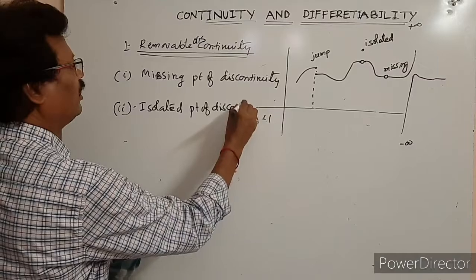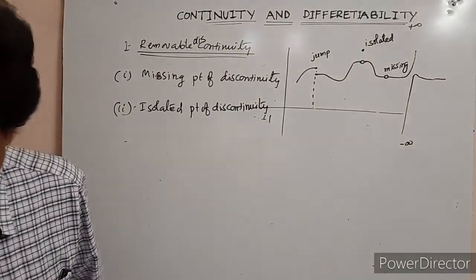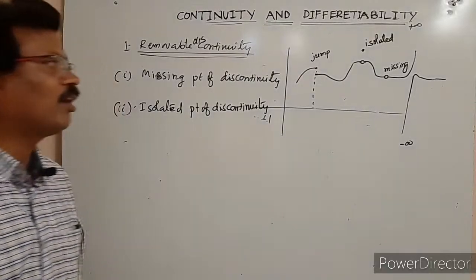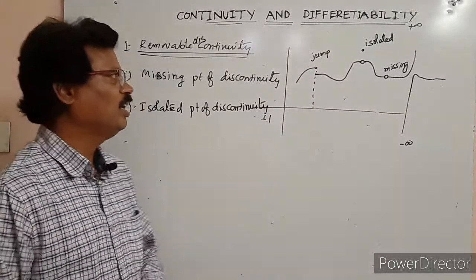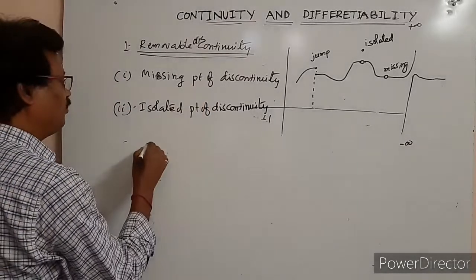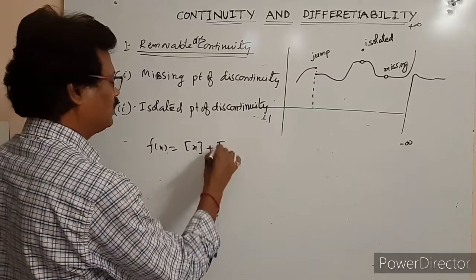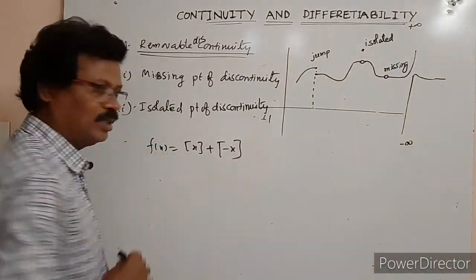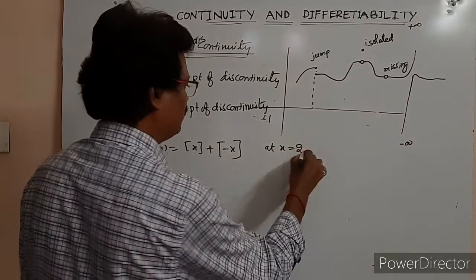Isolated point of discontinuity. In this isolated point of discontinuity also, we can remove the discontinuity by redefining. Now, let us see this one. For example, I am writing f(x) is equal to step x plus step of minus x, at x is equal to 2.